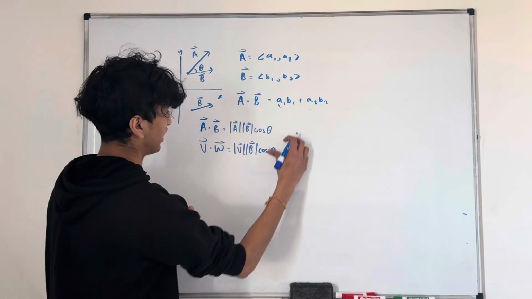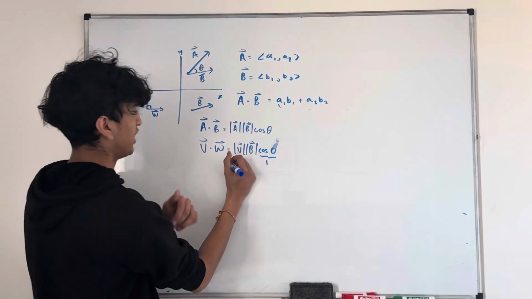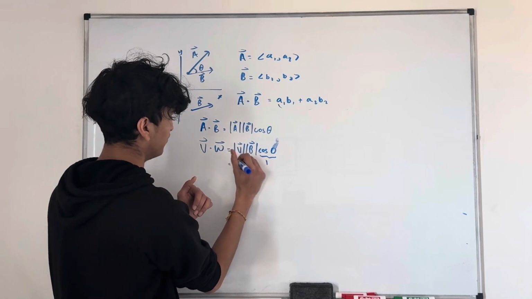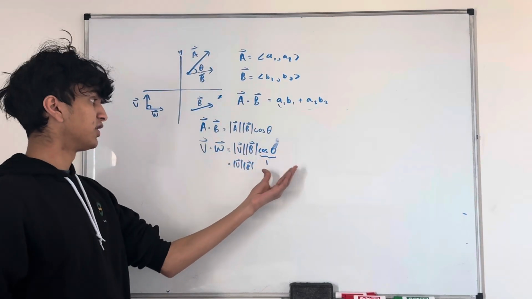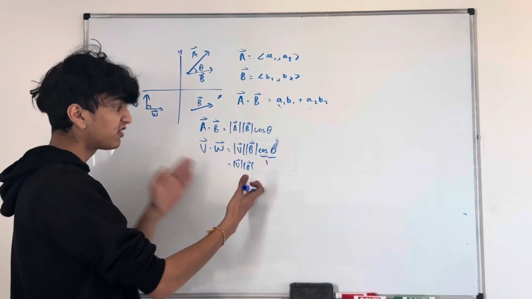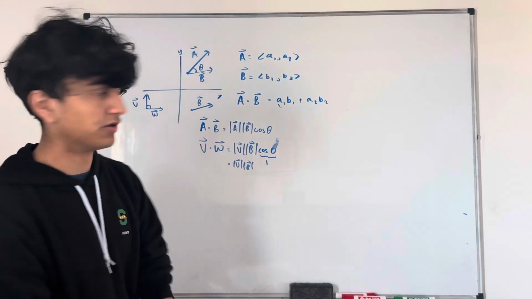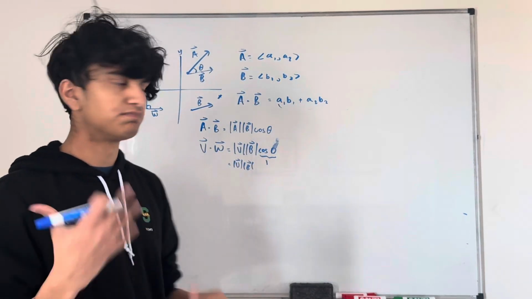Right? Cosine 0 just ends up equaling 1. So it's 1 times, straight up, the lengths multiply. That's the maximum. Cosine 0 is the max you get. Your max dot product possible is when they're completely parallel. So it's kind of like a measure of parallelness in a way.